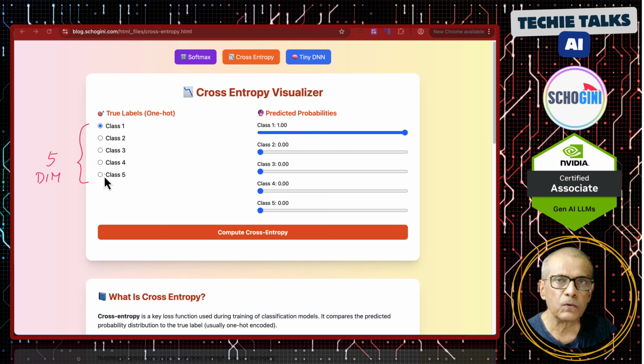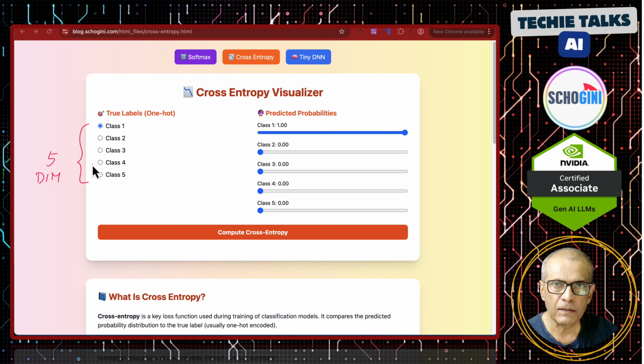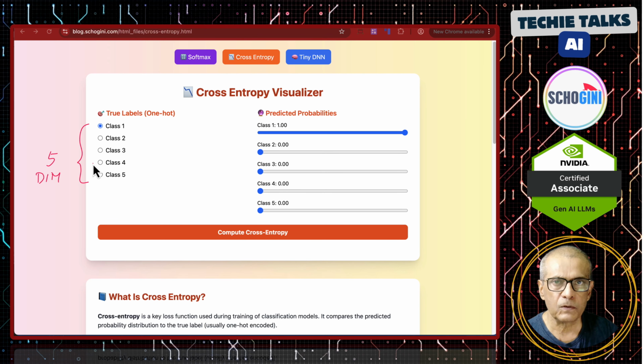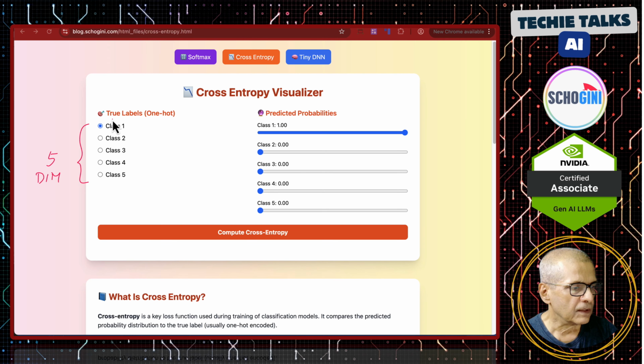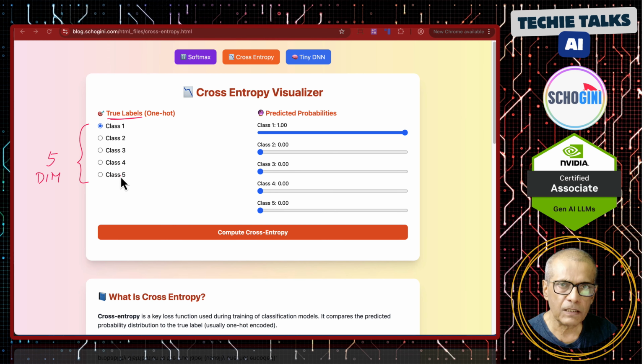So these are the true values. During training, of course, we have the label data. The next word is already known to us, and that is the true label. And this is one-hot encoded. So only one value is 1. All the other values are 0.